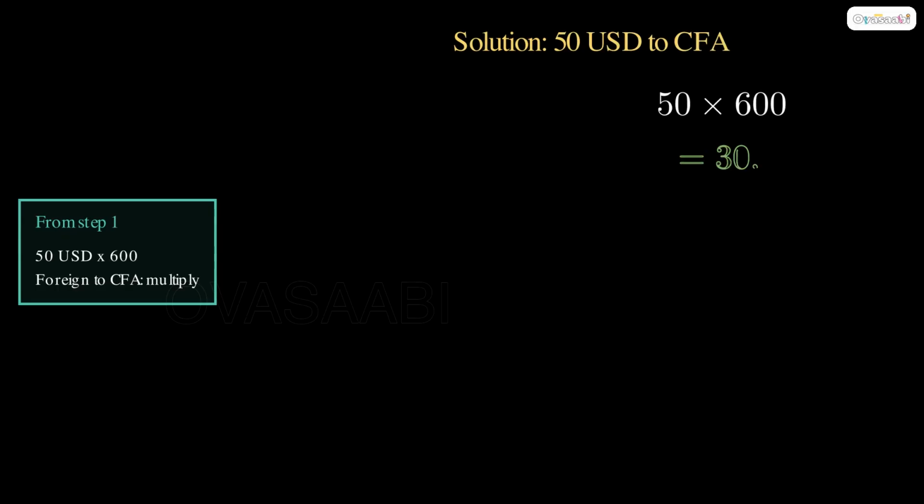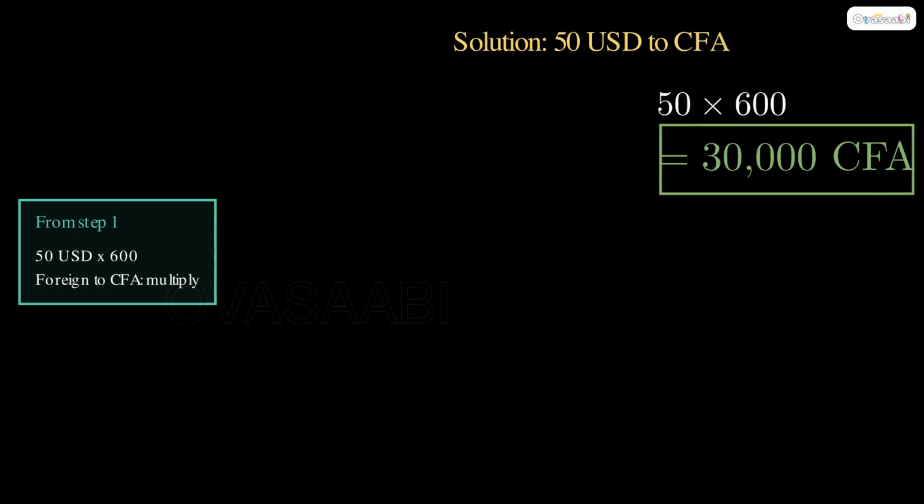Foreign to CFA, so we multiply. 50 times 600 equals 30,000 CFA francs. So $50 is worth 30,000 CFA.